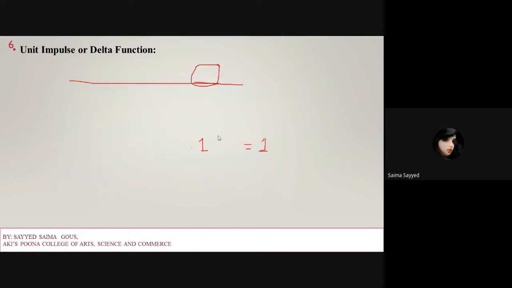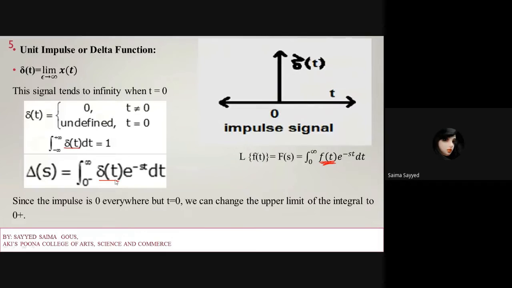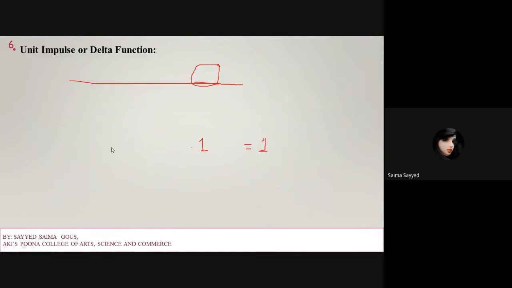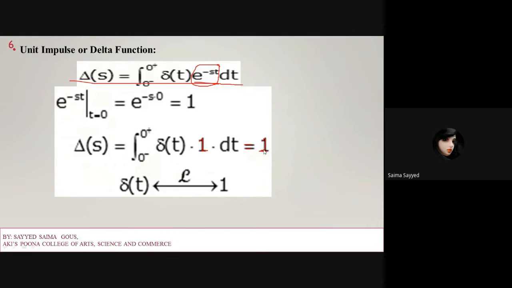Okay, how? We have already seen that we use the condition that the integral of delta t into dt is equals to 1. So here we are using that particular condition, that it is equal to 1. So the Laplace transformation of delta t is nothing but 1, and if we take the inverse of 1, it will become delta t.